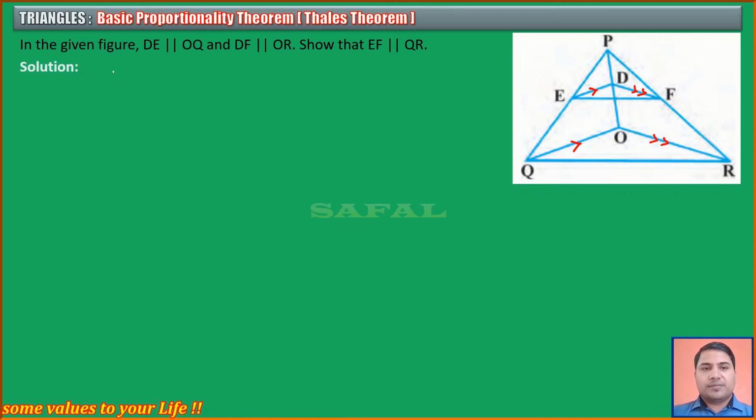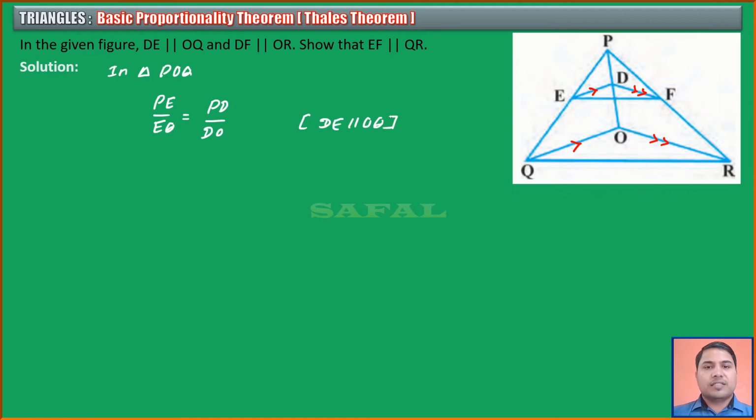So what can I write? In triangle POQ, what can I write? PE by EQ is the same as PD by DO. So what reason will I give? DE parallel to OQ is given. Okay, that is the reason. So let me call this the first equation.